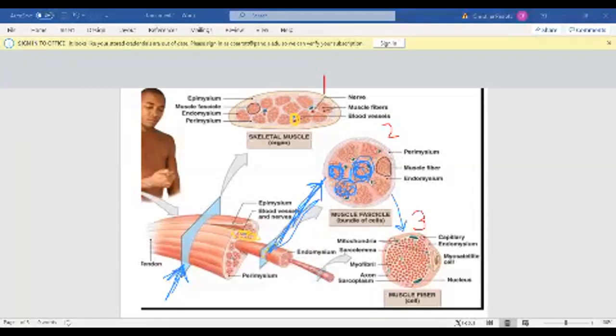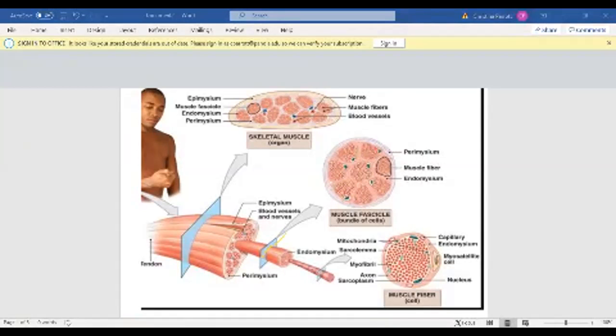Okay, let me erase all of my drawings here, or all of my scribbles. Okay, so now let's talk about the order. If I ask you to order all of these things from superficial to deep. Okay, superficial means towards the outside and deep means towards the inside. So going from superficial to deep, this is the order you will find these things, okay?